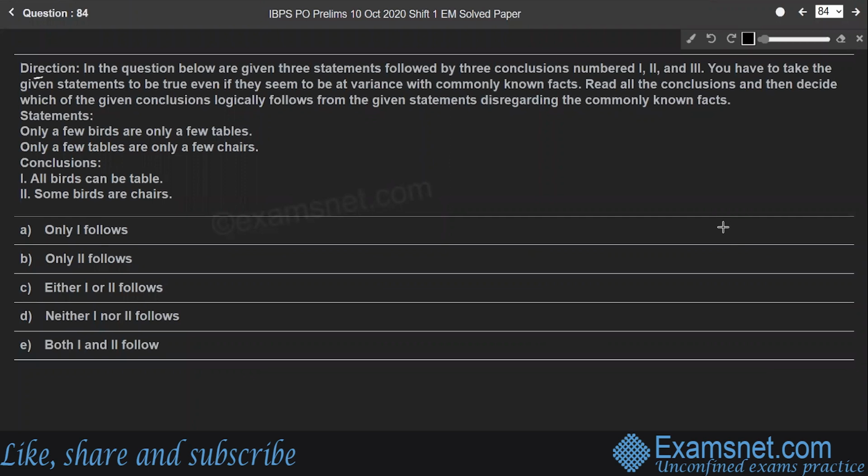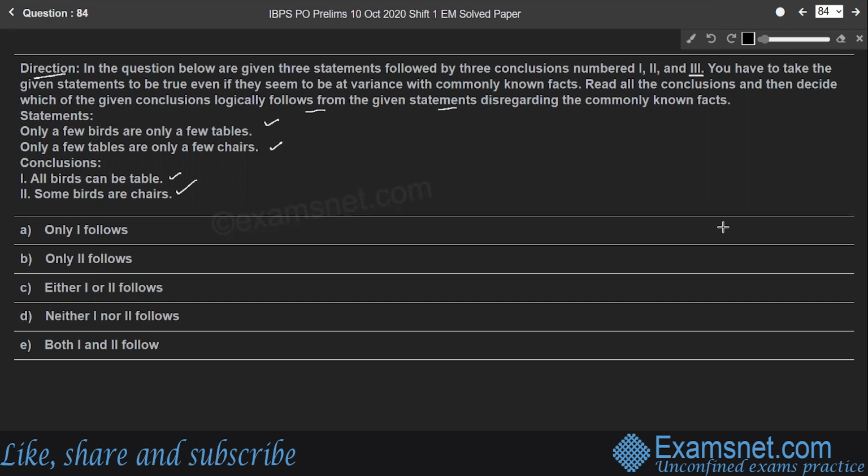Question 84. Here the direction is: in the question below are given three statements followed by three conclusions numbered 1, 2 and 3. You have to take the given statements to be true even if they seem to be at variance with commonly known facts. Read all the conclusions and then decide which of the given conclusions logically follows from the given statements, disregarding the commonly known facts. So here are two statements followed by two conclusions, right?